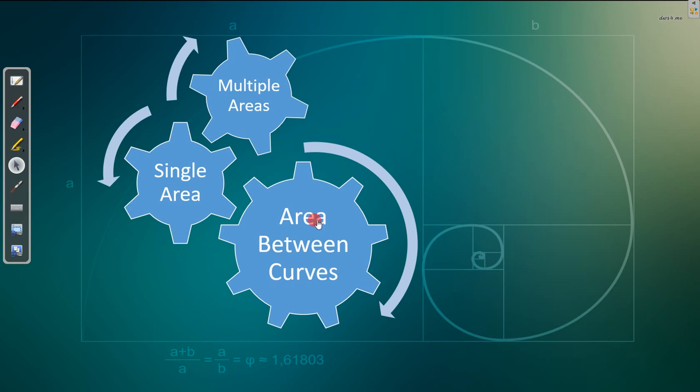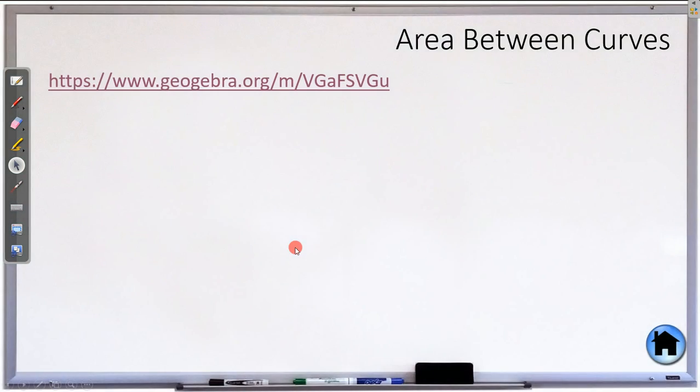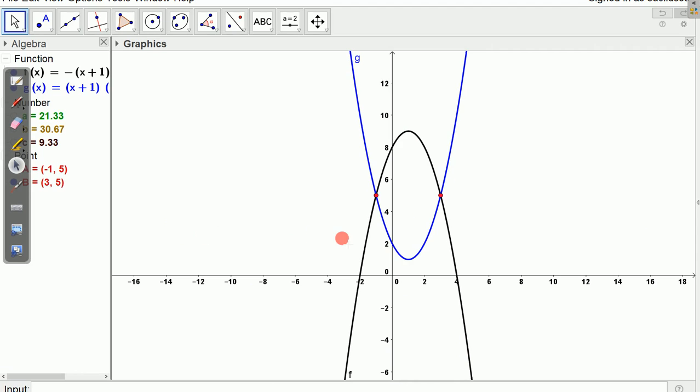And so hopefully when you see the word area, you will think integral. But this time, instead of the area between the graph and the x-axis, we're going to take a look at the area between two different curves. Sometimes you'll have a single area that you can look at, but sometimes you will have multiple areas to find. The strategy is pretty much the same, and it's a strategy we're going to be using for a long time. So let's take a look at the area between two curves.